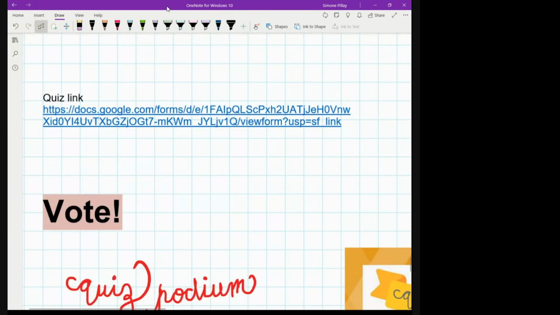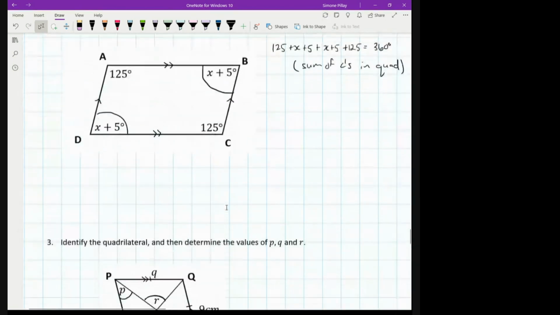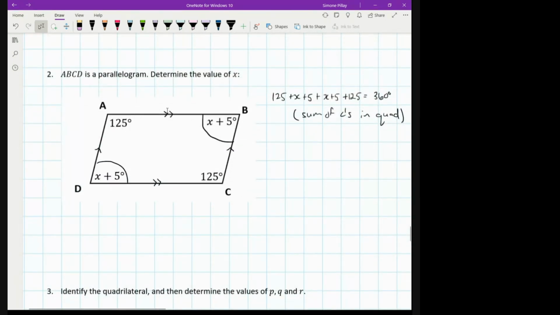Now I have another way to do it, ma'am. What was your way? You can do co-interior angles, that would work. You are also correct. You are so correct. Uma has said it's a parallelogram, and they've told us that these sides are parallel. And so because they're parallel, we could have used co-interior angles. So over here, where there's a U, we could have used co-interior angles.